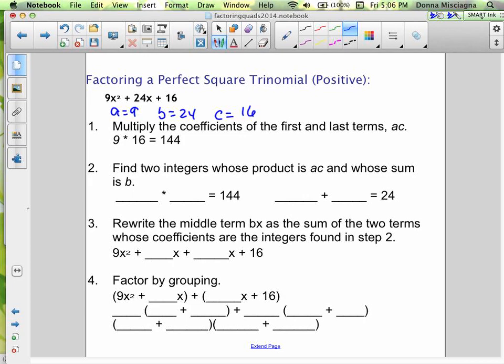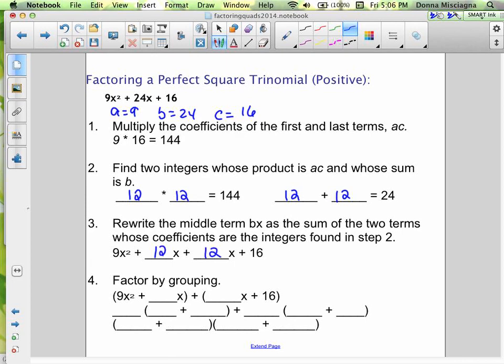9 times 16 is 144. We need two numbers that multiply to give us 144 and add to give us 24. Well, 144 has lots of factors, but I'm hoping you are realizing that it's a perfect square. And 12 times 12 is 144, and 12 plus 12 is 24. And I said it was a perfect square. So we're going to replace that 24x with a 12x and a 12x.